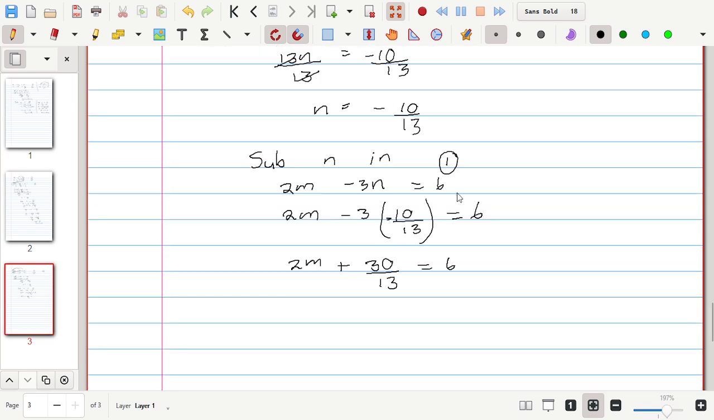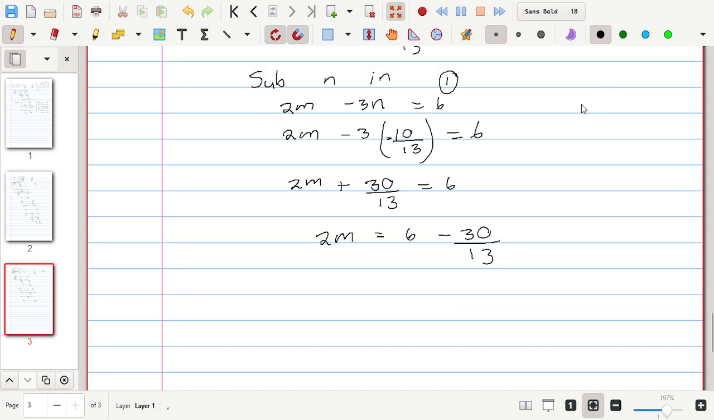Now we can solve for m. So 2m is equal to 6 minus 30 over 13. Now, the simple task that you would just have to do is to type into your calculator what is 6 minus 30 over 13. And that will give us 48 over 13. So 2m is equal to 48 over 13.